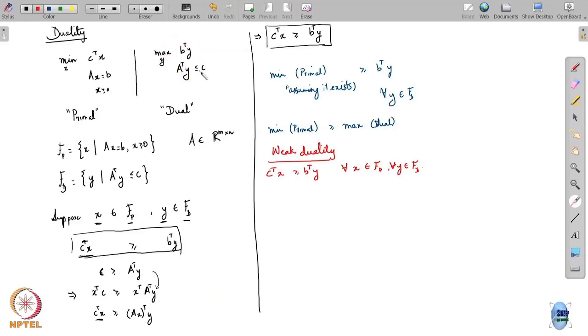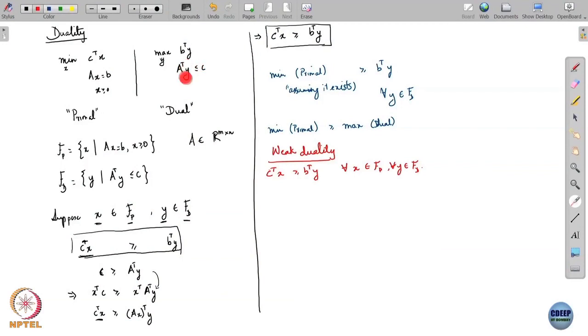It is as if the same function has been flipped. It is not a flip of this, okay. It is not like you are taking a reflection of the objective of one to get to the other. These are two problems written on two separate spaces. You are not flipping one to get the other. There is a specific way in which they have been crafted, which gets you to weak duality.